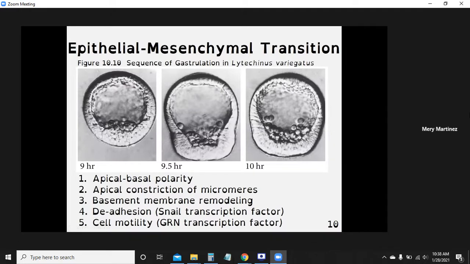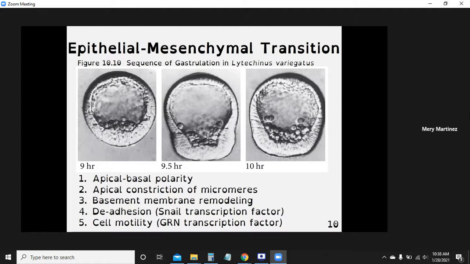Third is the basement membrane remodeling. So the cells pass through the basement membrane, and with the proteases they secrete, they gain the inside of the embryo, okay?